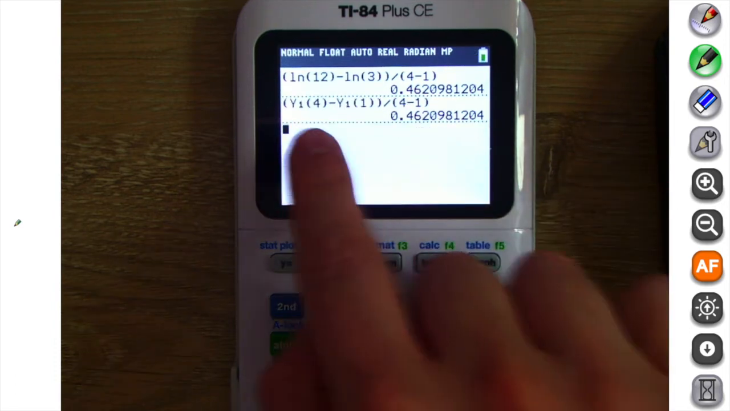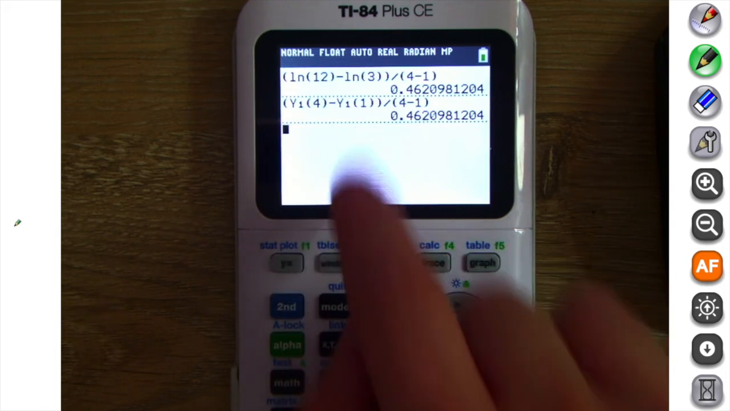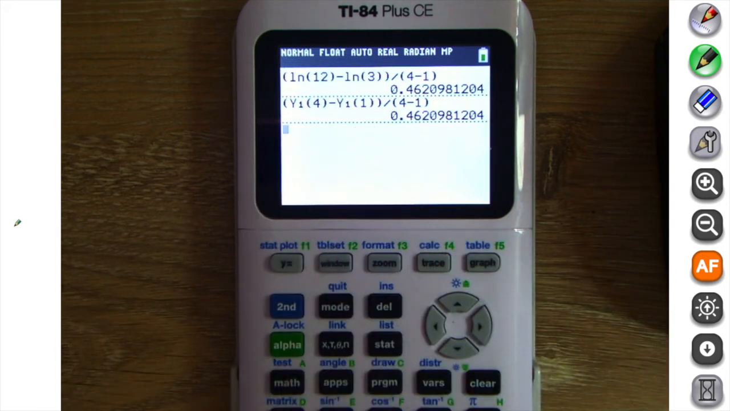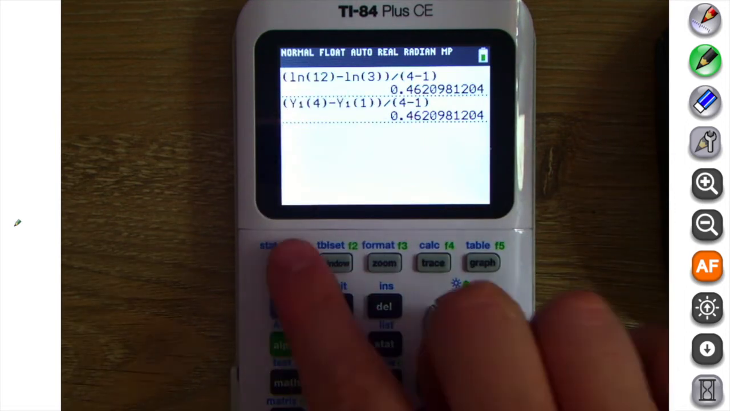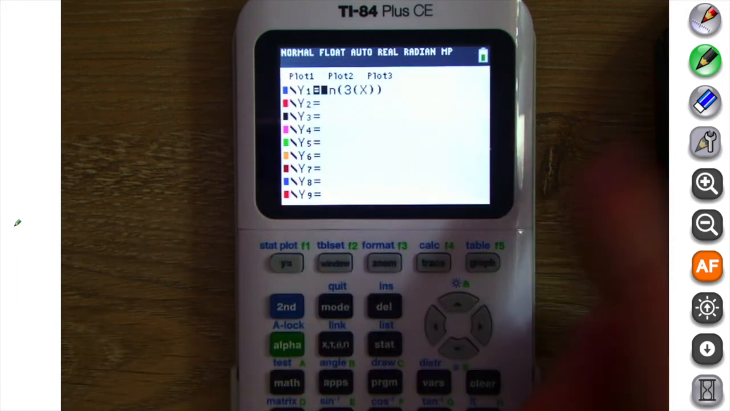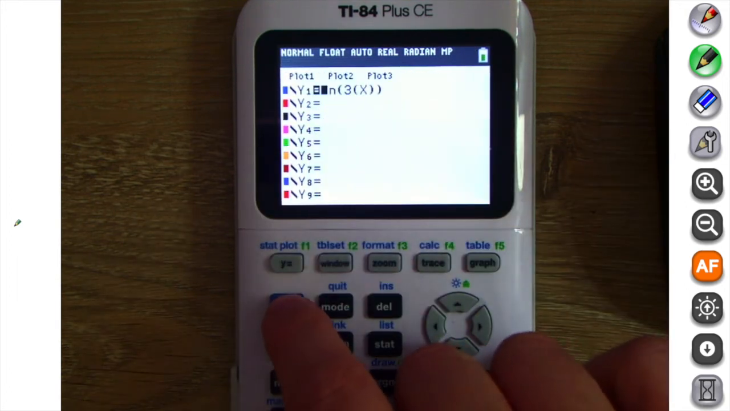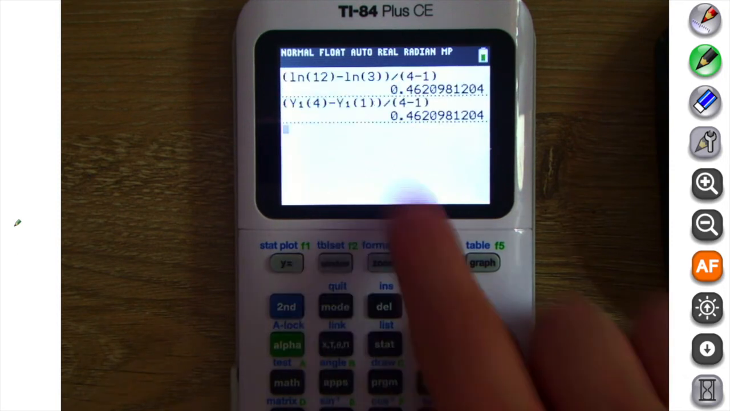Again, the second method of using essentially function notation on the calculator is really useful in problems that have multiple inputs, where you don't really want to retype the whole equation over and over again. This is nice because you just type the equation in once, and then you're using the function notation in order to actually evaluate it.